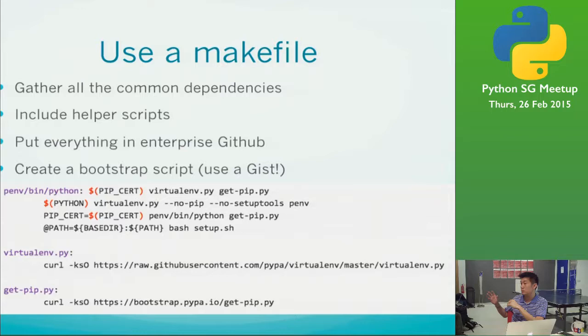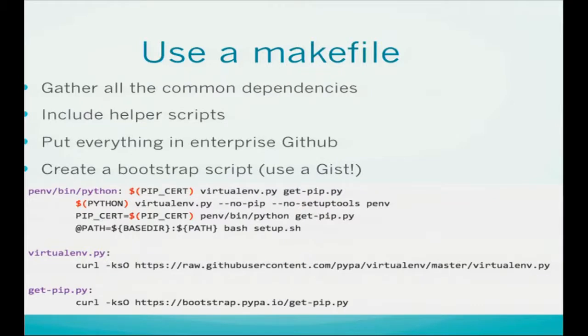So a single shell script to do everything might not work because you are going to try to override some things that are already installed. So there's no point. So get some helper scripts. Put everything in source control. We have an enterprise GitHub, but you can also do your own private GitHub repo. Whichever one you use. Right. And have a bootstrap script to do the fetching and downloading. I keep this bootstrap script in a gist.